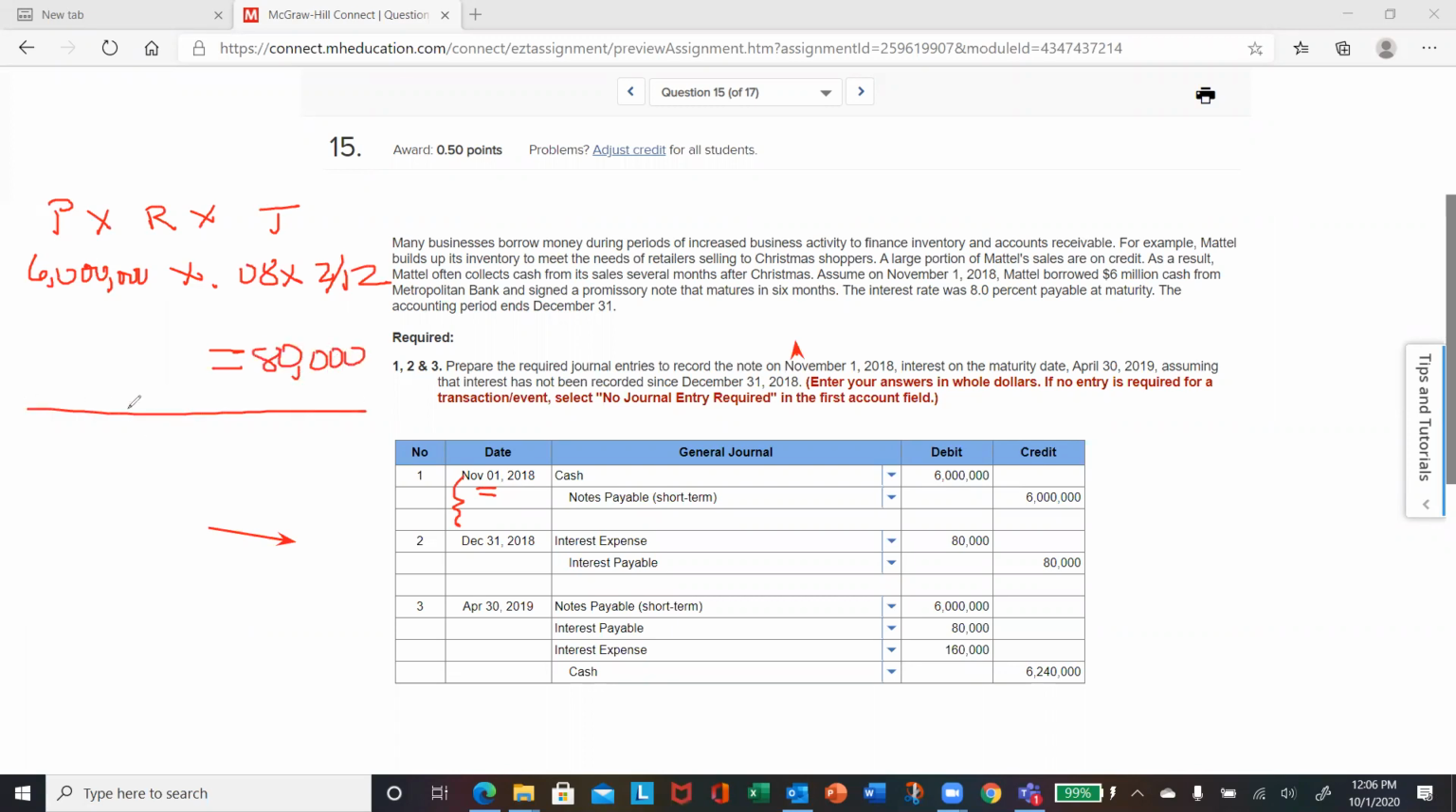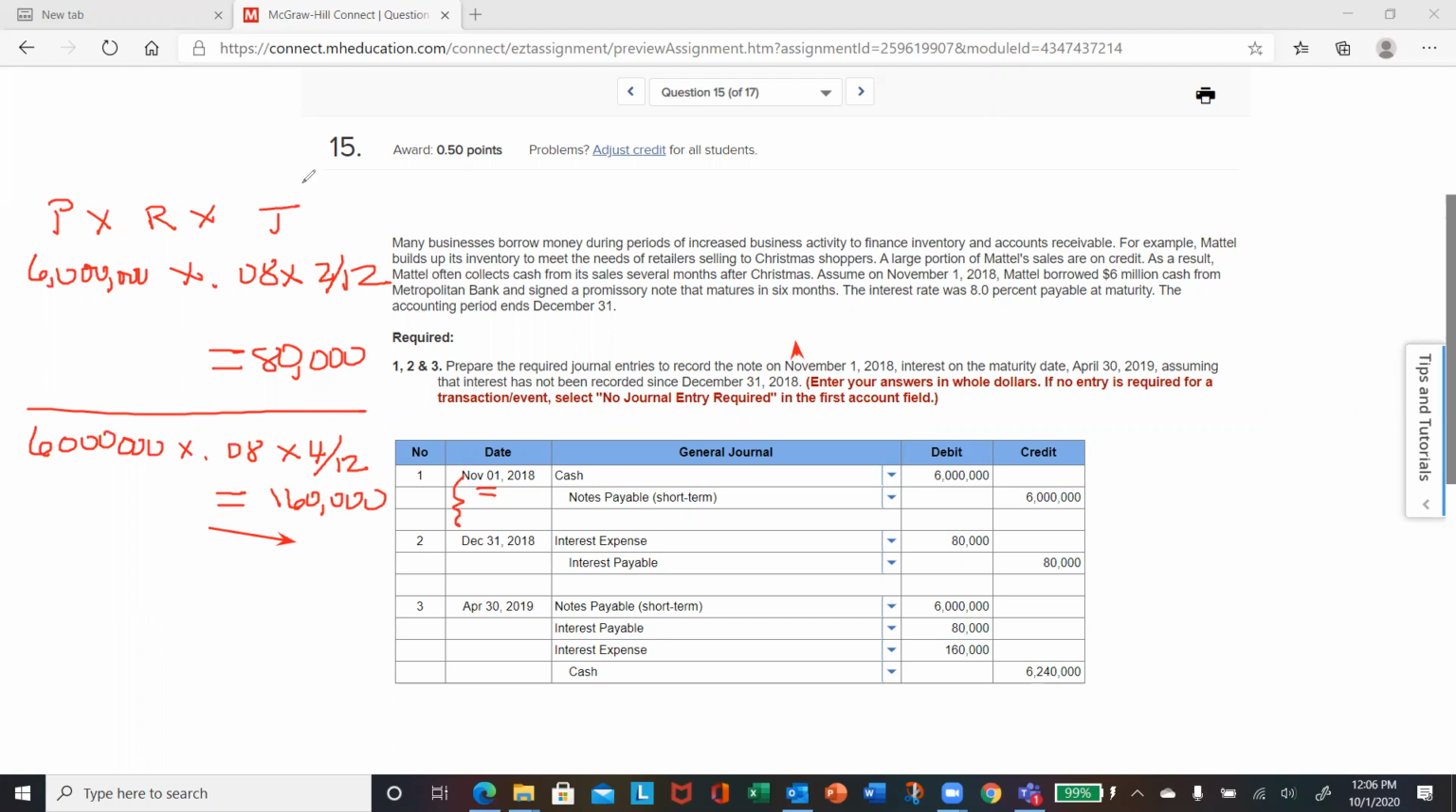And then just to finish that calculation, going into the next year, you'll still have that same principal times the 8%, but because you got 4 months left on the note, it'd be 4 out of 12. And so the rest of the interest would give you $160,000. So 80 plus 160 would give you 240 in total.